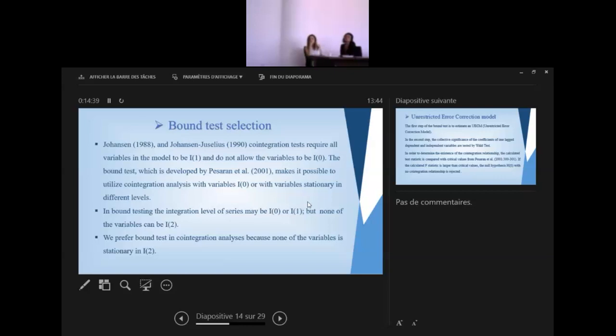I1 and I0 at the same time. Okay, so according to our result, we decided to use the bound test integration because our result is mixed I0 and I1 and does not include I2.